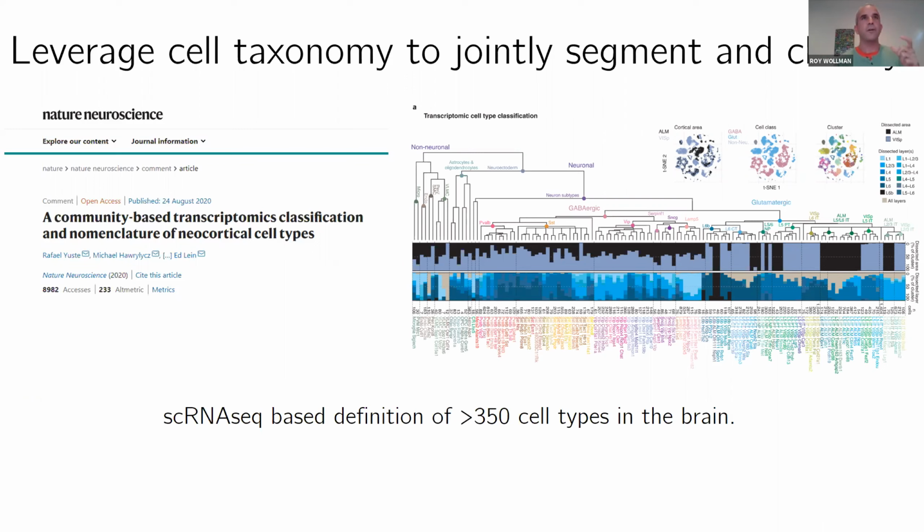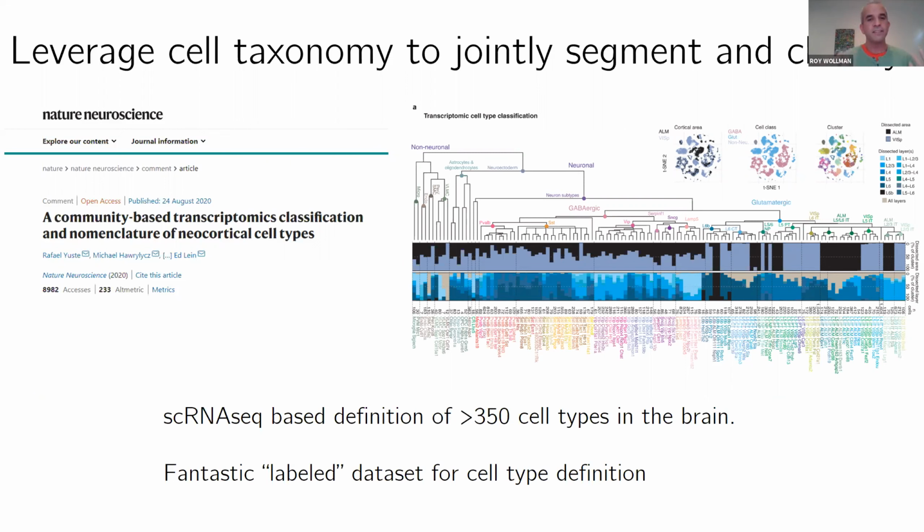Because for every cell type I know its label, and I have a lot of examples of the gene expression in that cell type. So it's really a fantastic labeled data set for the definition of what is a cell type. In a way, the way we define a cell type is just by giving examples of what the expression is in cells that have that label.